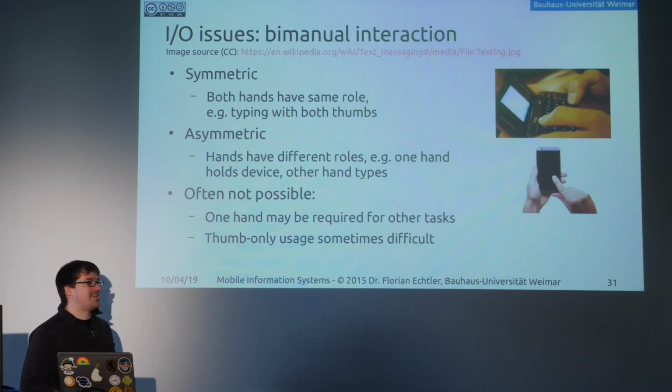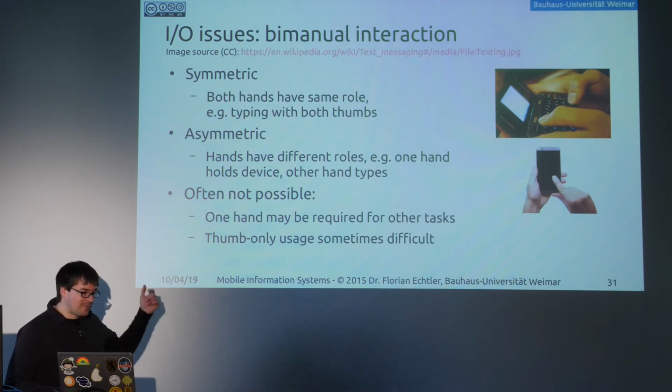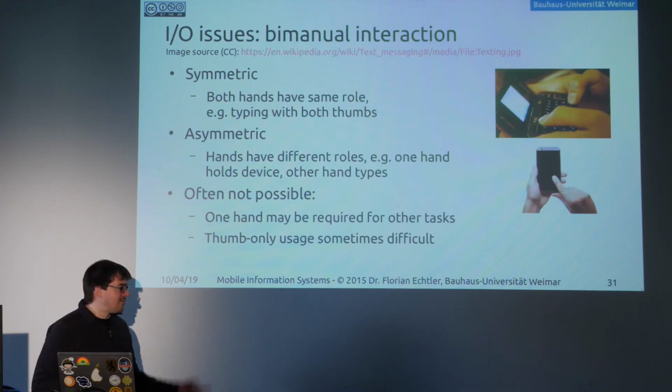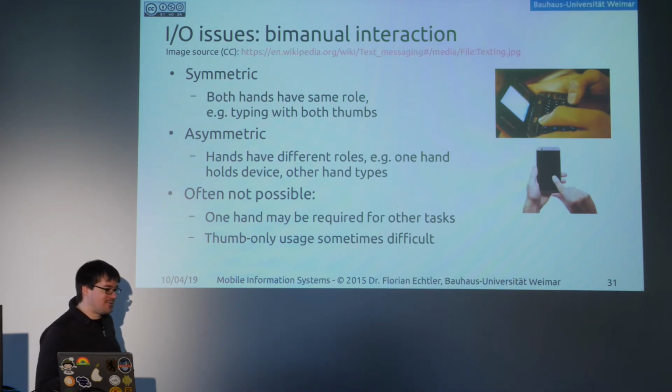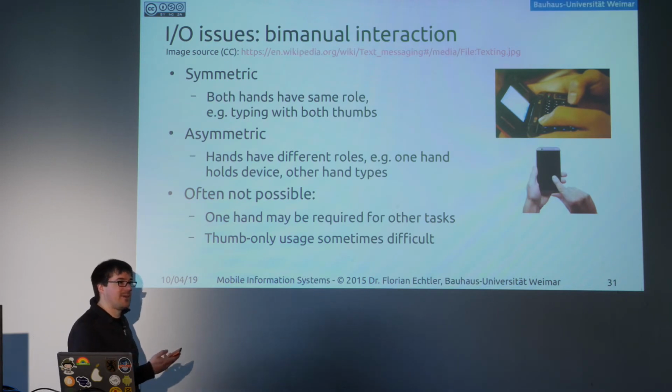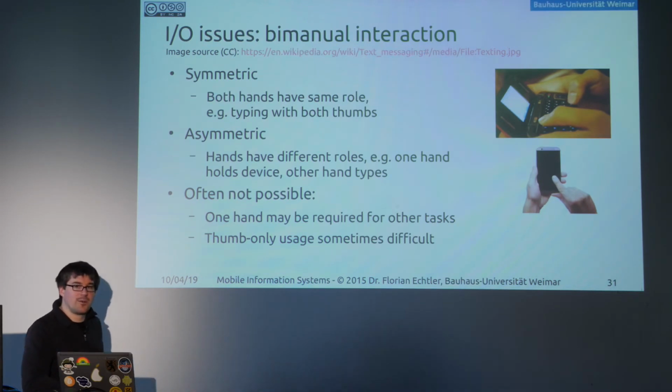Now the problem is that often you actually need your other hand for something else, like maybe you're in the bus and need to hold on to the railing. So that then immediately turns into unimanual interaction. And especially if you have a larger device or small hands, then you will usually already have noticed that it's actually quite difficult to do things only with your thumb from time to time.